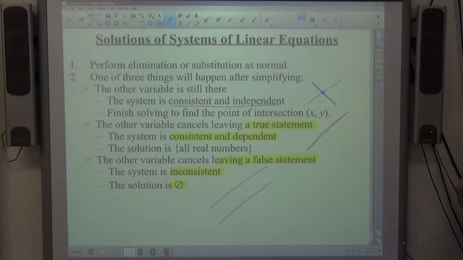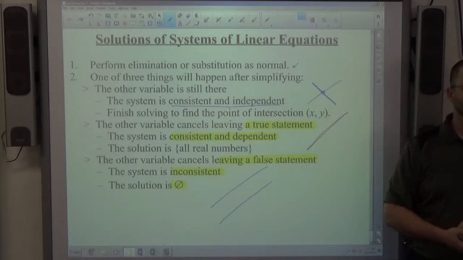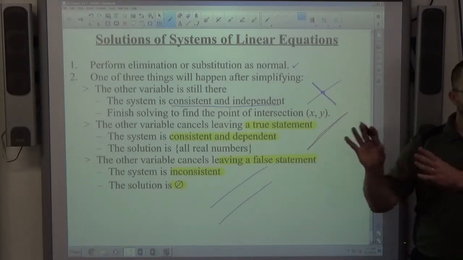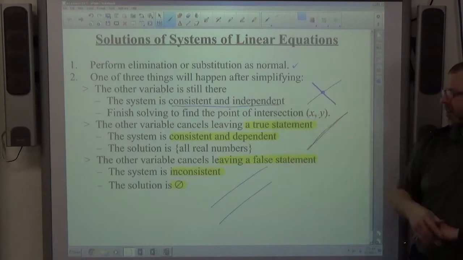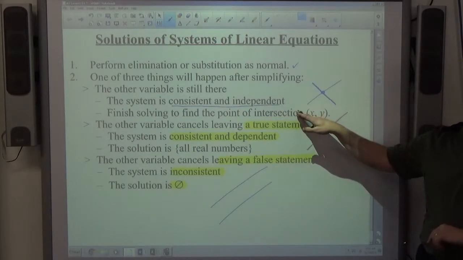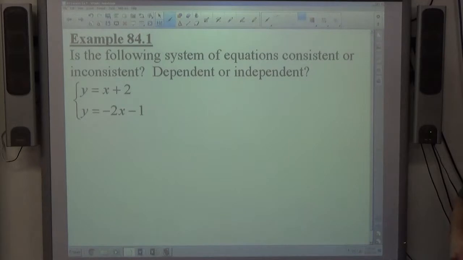So basically what we're going to do today is just do elimination or substitution like normal. I want to get rid of x, so do what's necessary to get rid of x. And then if everything stays as is, it's basic, consistent, independent, go ahead and finish it. Otherwise, tell me the two possibilities. So, example 1. Is the following system of equations consistent or inconsistent, dependent or independent?